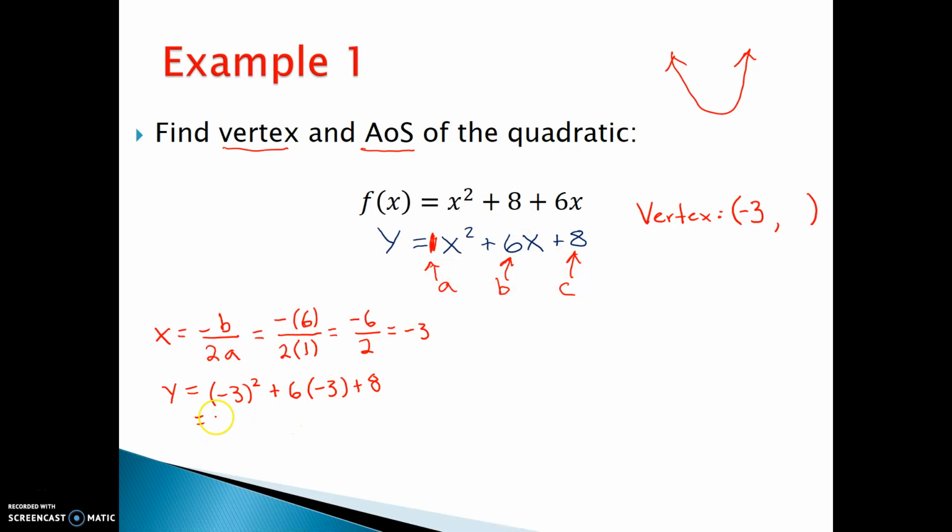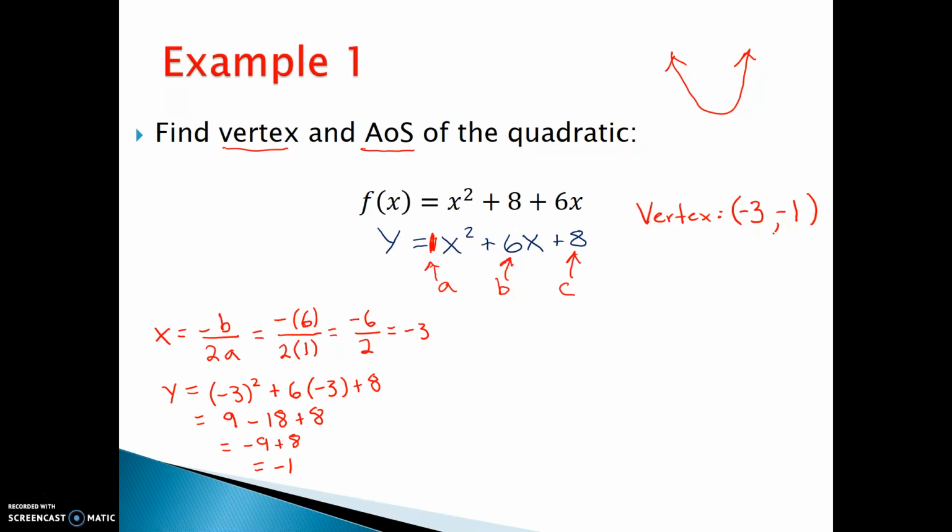So I have negative 3 squared, positive 9, 6 times negative 3, which is negative 18, plus 8. Well, 9 minus 18 is negative 9. Negative 9 plus 8 is going to give me negative 1. So that's the y value. So my vertex is sitting at negative 3 comma negative 1.